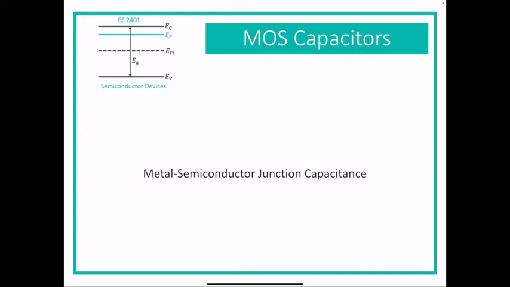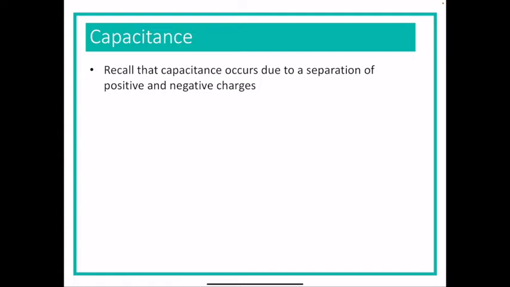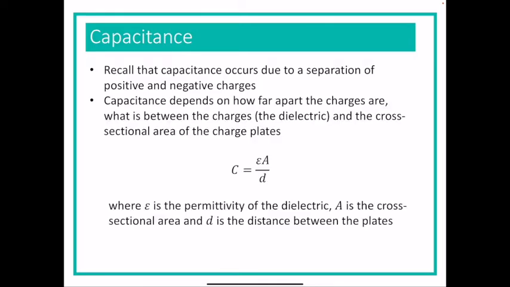that's being used today. First of all, we're going to start out talking about capacitance, which you probably know about, but capacitance occurs anytime you have a separation of positive and negative charges. Capacitance depends on how far apart the charges are, what's between them, so what kind of material is between the separated charges, and the cross-sectional area. We use the permittivity of the stuff between the charges to help determine what the capacitance is.